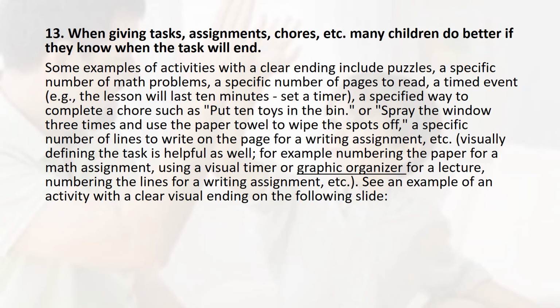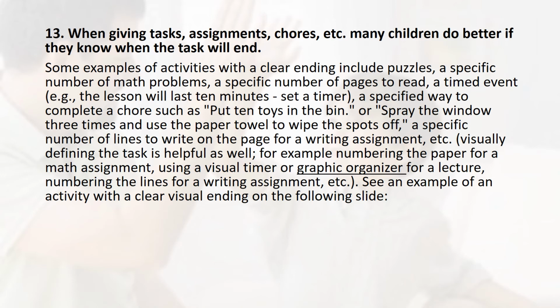Strategy number 13. When giving tasks, assignments, or chores, many children do better if they know when the task will end. Some examples of activities with a clear ending include puzzles, a specific number of math problems, a specific number of pages to read, a timed event. For example, you can say the lesson will last 10 minutes and set a timer. A specified way to complete a chore, such as put 10 toys in the bin or spray the window 3 times and use the paper towel to wipe the spots off. Or a specific number of lines to write on a page for a writing assignment.